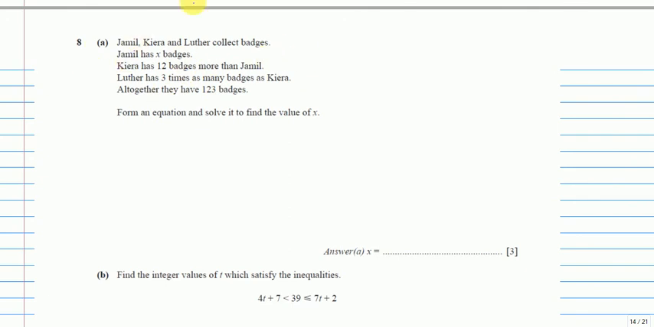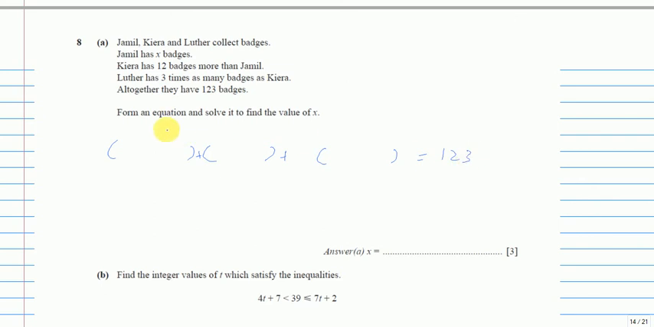Now question 8. Jamil, Kiara and Luther collect badges. Jamil has X badges, Kiara has 12 badges more than Jamil, Luther has 3 times as many badges as Kiara. Altogether they have 123 badges. Find an equation and solve it to find the value of X. First of all, if we add all of these 3 people's badges, their total will be 123.